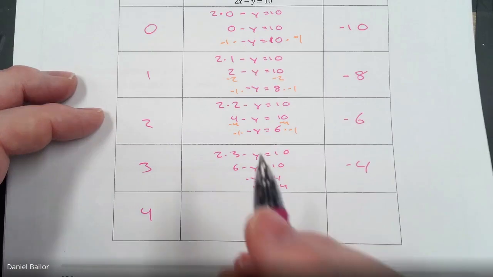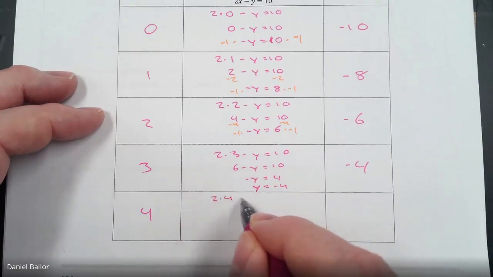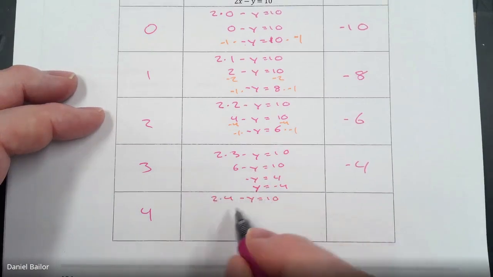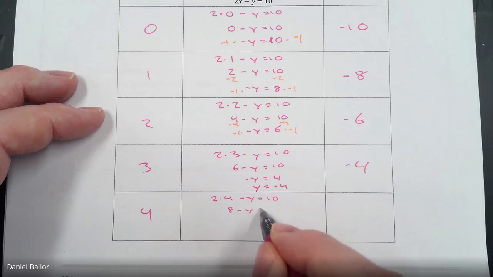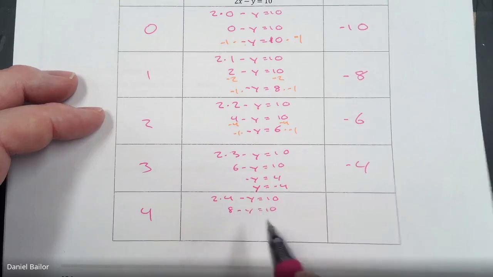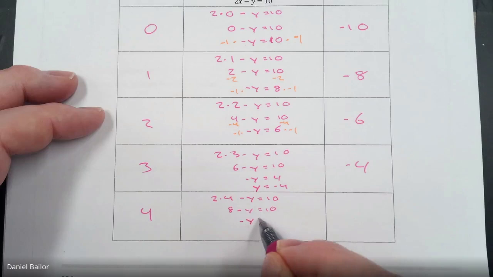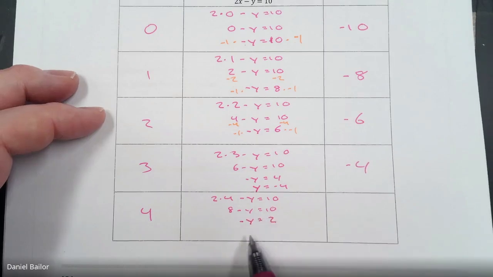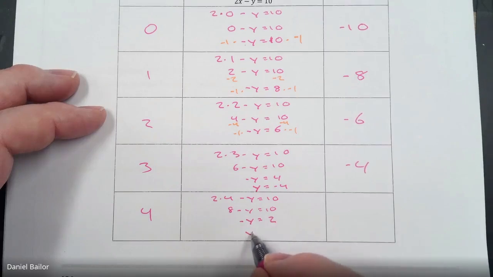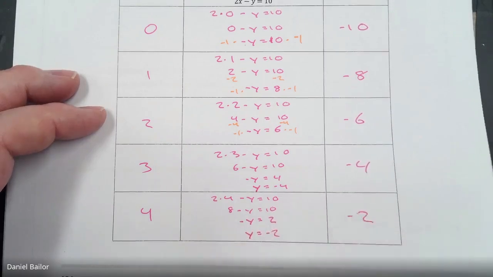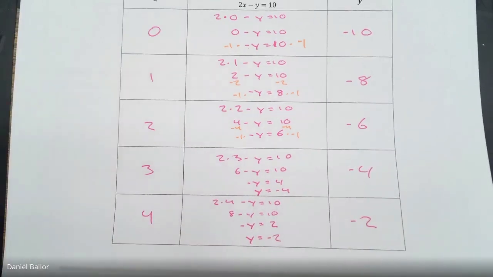When x is 4, we do 2 times 4 minus y equals 10. That turns into 8 minus y equals 10. We do minus 8 from both sides. We get negative y equals 2. And then we want y to be positive, so we multiply by negative 1. And we multiply 2 by negative 1 to get negative 2. So those are the values that I got.